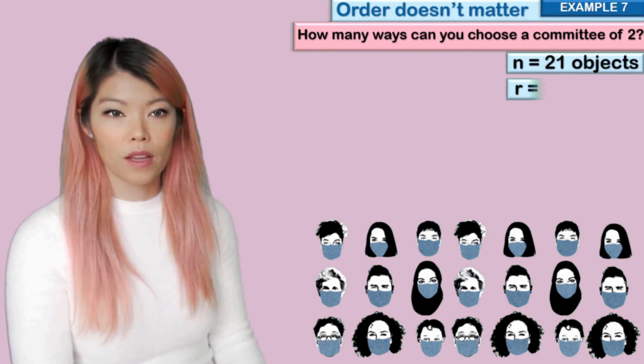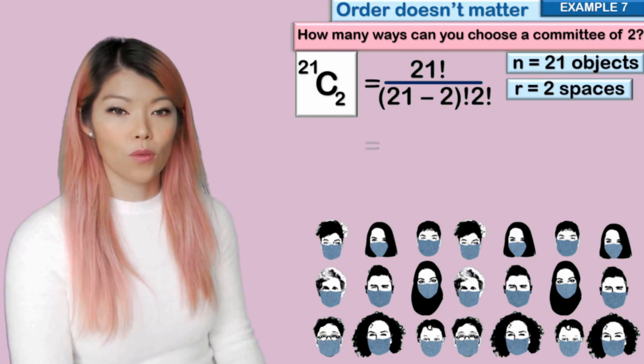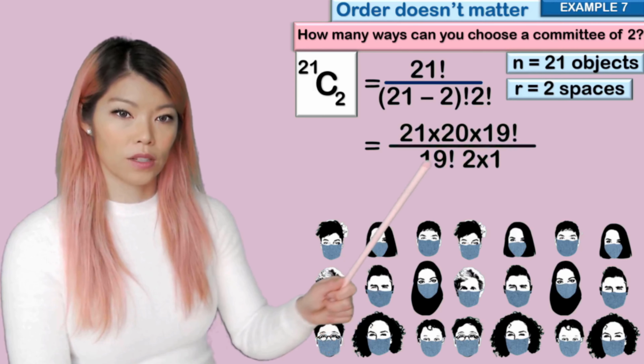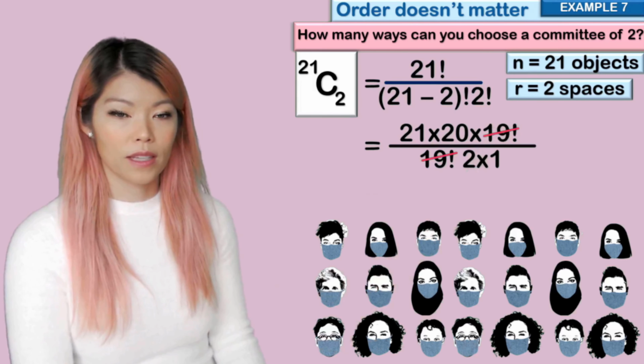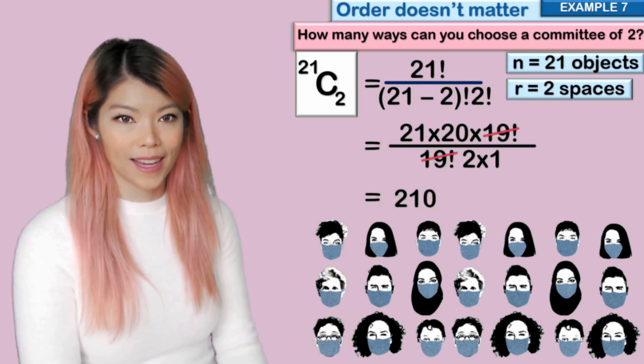Example 7, what if we picked a committee of 2? So we'll do the same thing. The order doesn't matter. It'll be 21C2. So 21 minus 2, we have 19 factorial. Cancel that out. This one's a little bit simpler to calculate. It's 210.